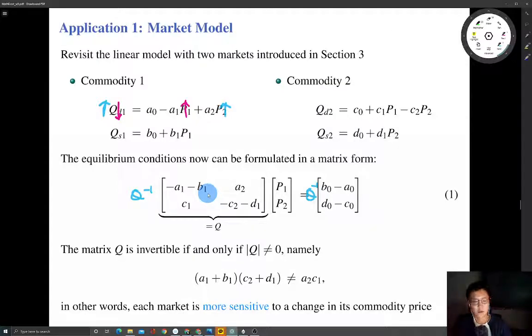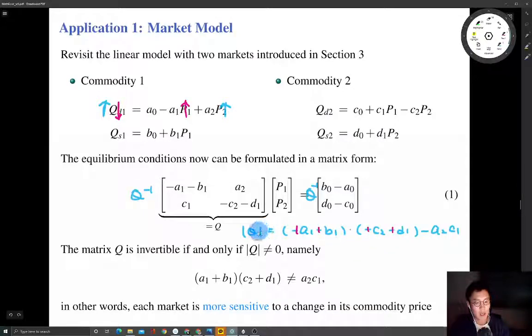So I'm going to use the determinant of this matrix Q to figure out under which condition this matrix is invertible. The determinant of Q can be written as negative A1 minus B1 times negative C2 minus D1, the product of the two diagonals, and I have to take away the product of the off-diagonals, so minus A2 times C1. I have a negative sign in this parenthesis and in this parenthesis as well, so those cancel each other, and everything will be positive.